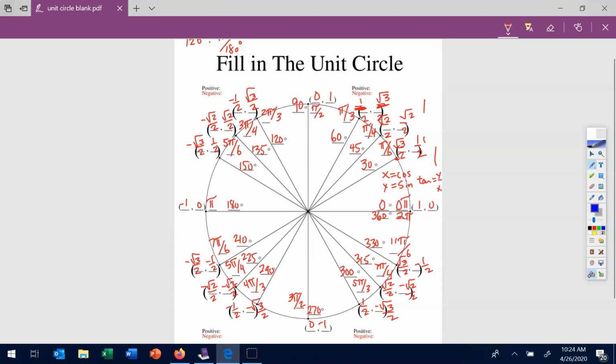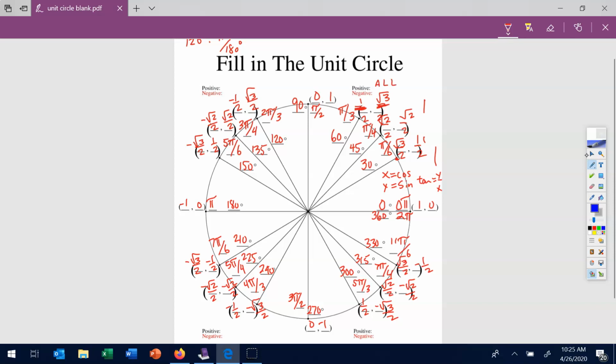All right, and so we've made it all the way around. The only other thing that I want you to be able to do, when you get this yourself, is fill in what is positive and what is negative within each quadrant. I didn't leave a whole lot of room for that, but I'll walk you through how that's going to go. So in quadrant 1, I'm okay with you just saying all.